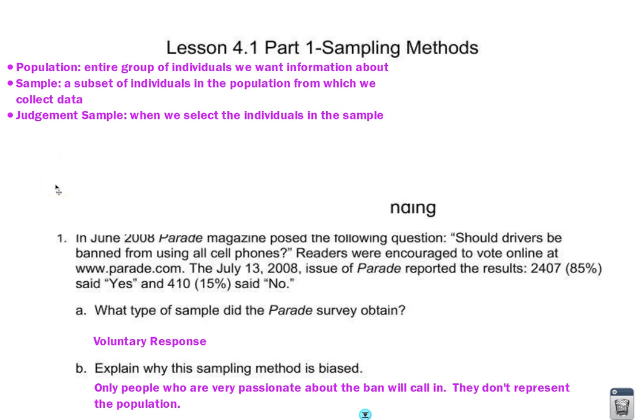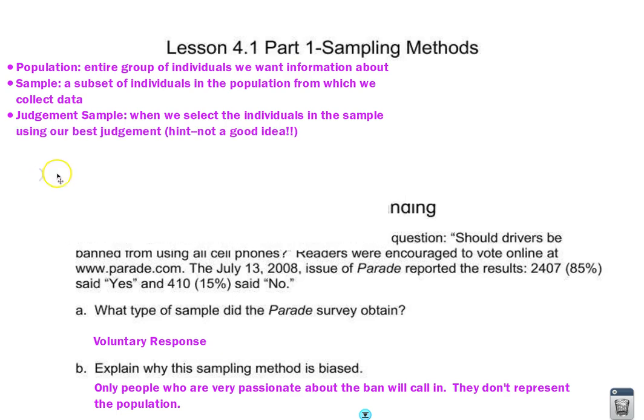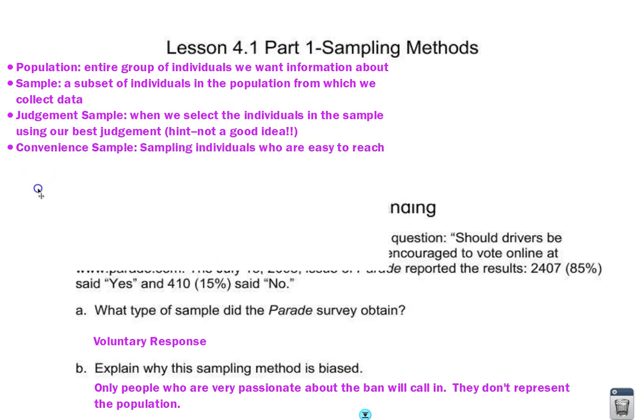The first sample we did was called a judgment sample, where we judged for ourselves what we thought the 5 words would be. And yeah, hint, this is not a good idea. Okay, in general, it's not very accurate to do this. We want to do a simple random sample, but another alternative is called a convenient sample. Some people interchange the word judgment sample with convenient sample. Okay, it's sampling individuals who are easy to reach.